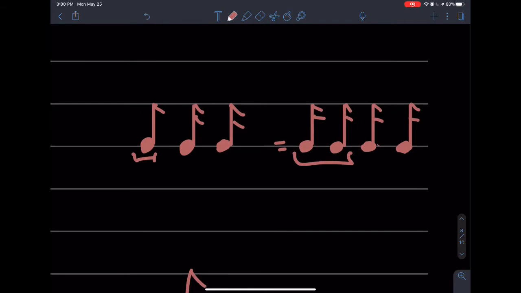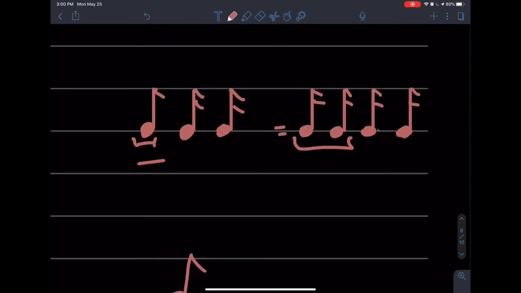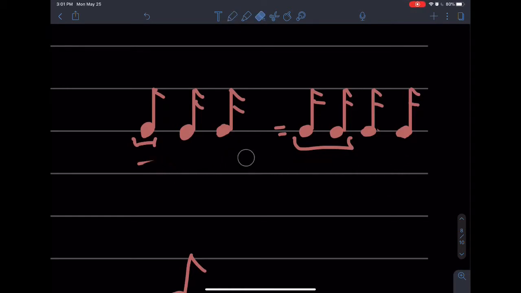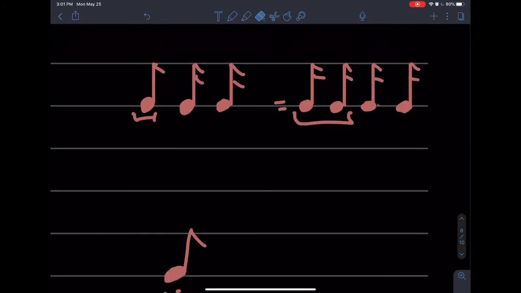This relationship is exactly the same. So this side of the equation and this side of the equation are exactly alike. The only difference is what they sound like. So that actually gives us a lot of hints on how we can read this rhythm.